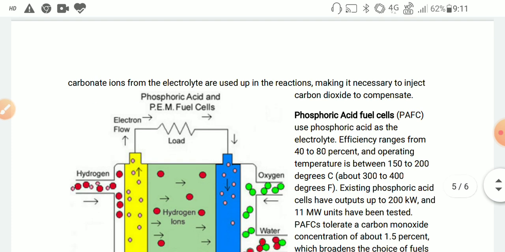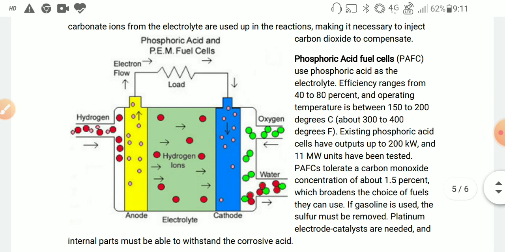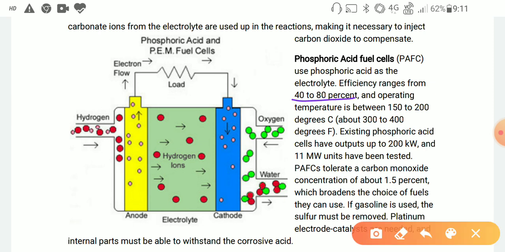The third fuel cell can be named the phosphoric acid fuel cell, where phosphoric acid is used as the electrolytic material. Here the efficiency range is 40 to 80%, and operating temperature is between 150 to 200 degrees centigrade. Existing phosphoric acid cells have output up to 200 kilowatts, and 11 megawatt units have been tested.